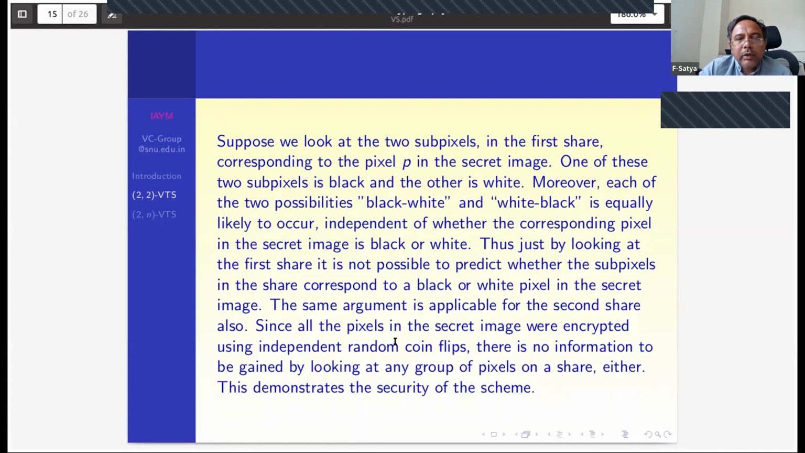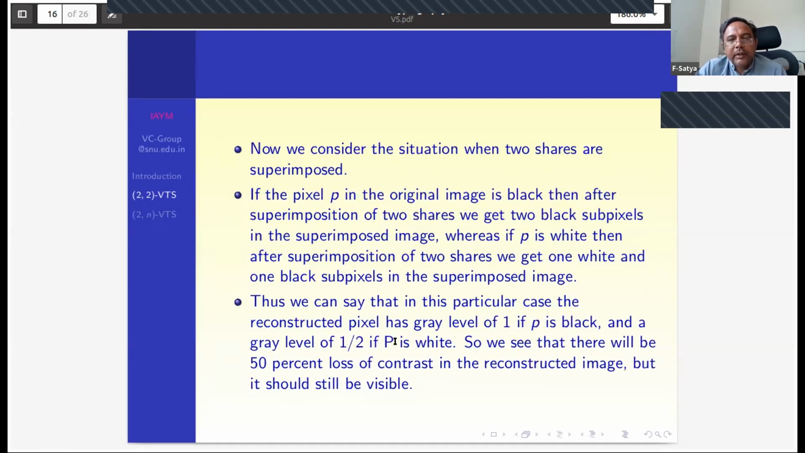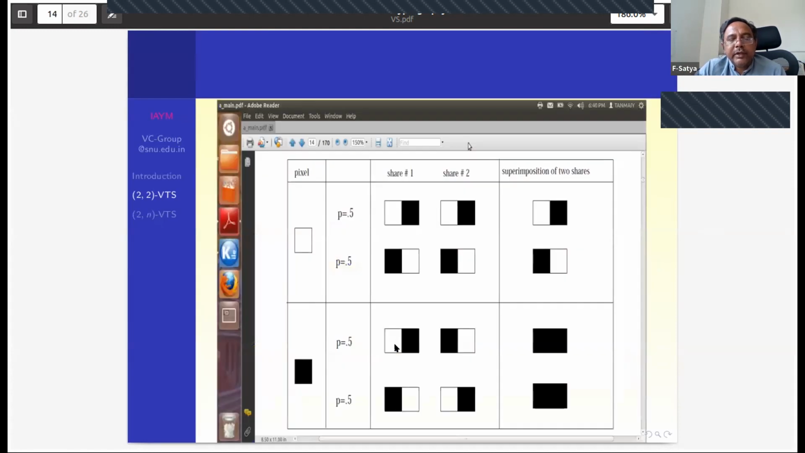Suppose we look at the two subpixels. The first share corresponds to a pixel P in the secret image. One of these two subpixels is black and the other is white. Moreover, each of the two possibilities, black-white and white-black, is equally likely to occur, independent of whether the corresponding pixel in the secret image is black or white. Just by looking at the first share, it is not possible to predict whether the subpixels in the share correspond to black or white in the original secret image. I hope it is clear to you. The same argument is applicable for the second share also, right? So that is the way. Is it clear now?